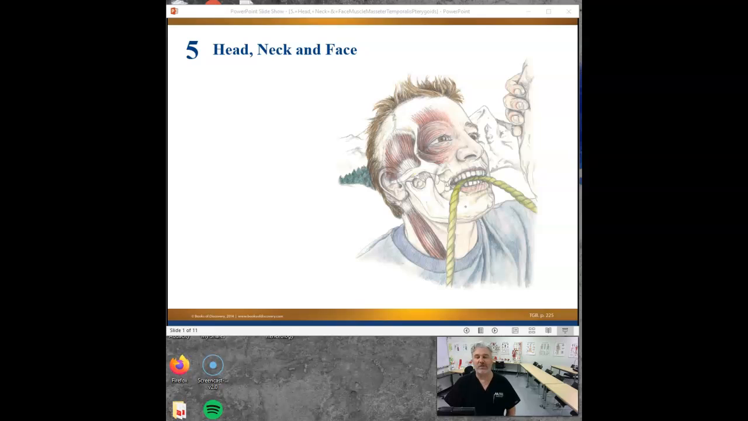Which ones of those insert into the tibial tuberosity via the patella and the patellar tendon and ligament? All four. Yes. Which one or ones of those create an extension of the knee? All four of them. Yes. If all four insert in the tibia, all four create an extension of the knee.